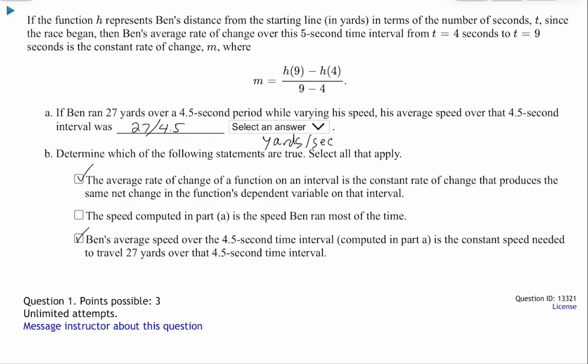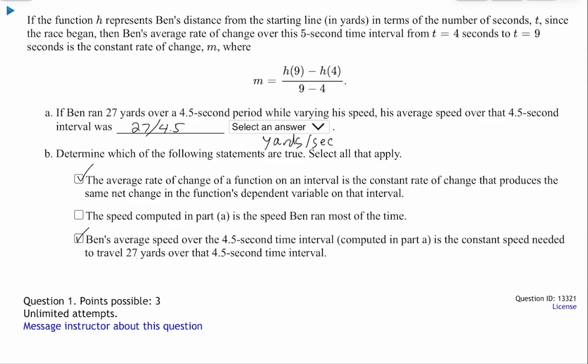It's not this one because we don't know if he ran it that way most of the time, because maybe he had a burst where he went really super fast that made up for the fact that most of the time he was slower. So who knows? We don't have an actual function given to us, okay? Everybody okay with this first little section? It's all entered, you're good, okay.